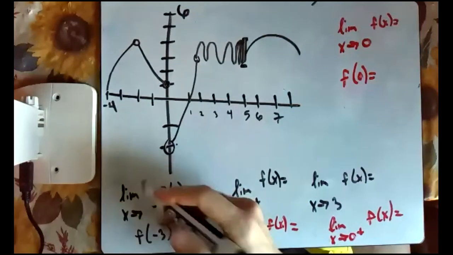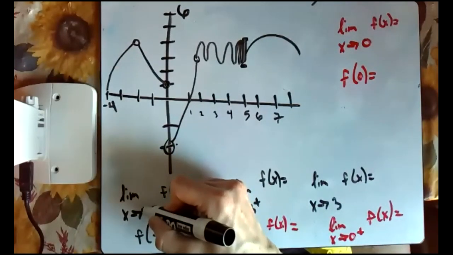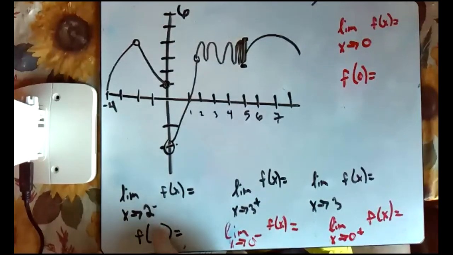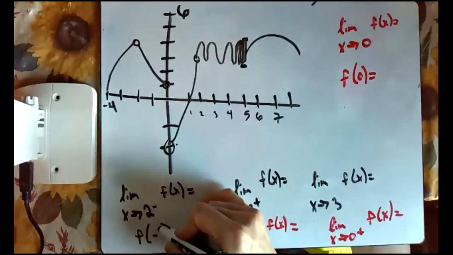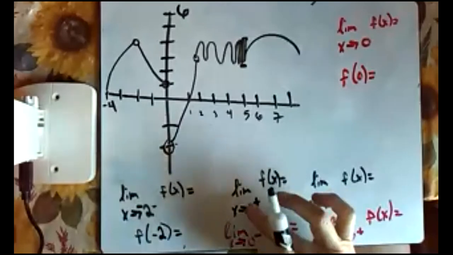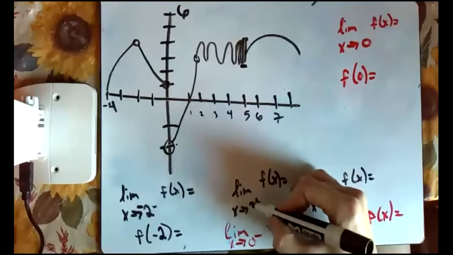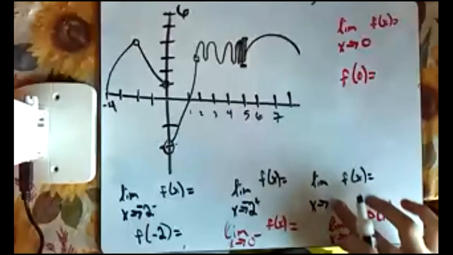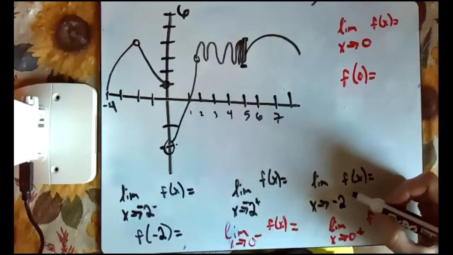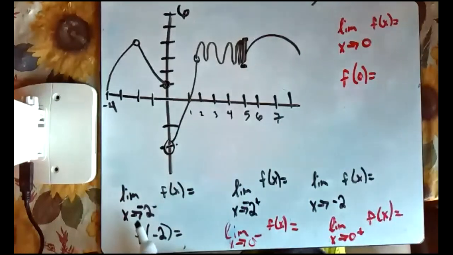Sorry about this. Should be 2 right here. I just copied it incorrectly. I was looking at another problem. Change this to 2, negative 2. So change this to negative 2.